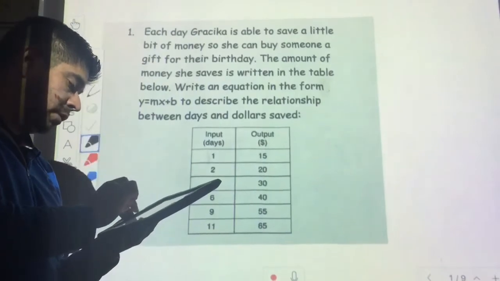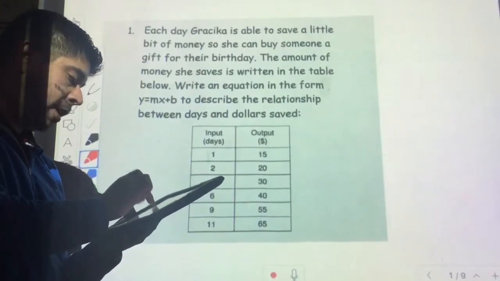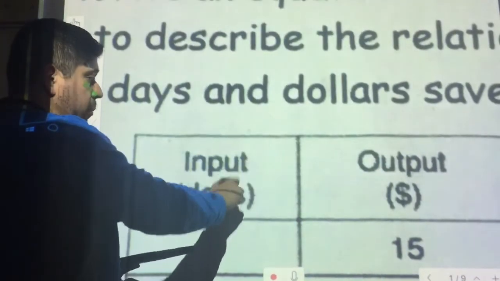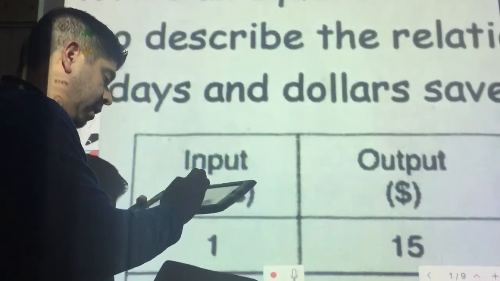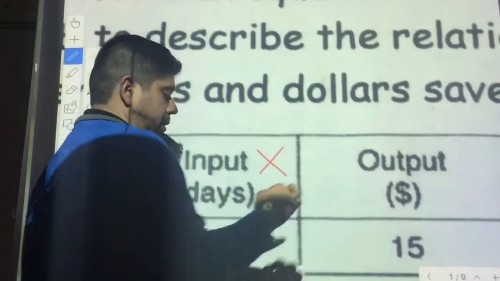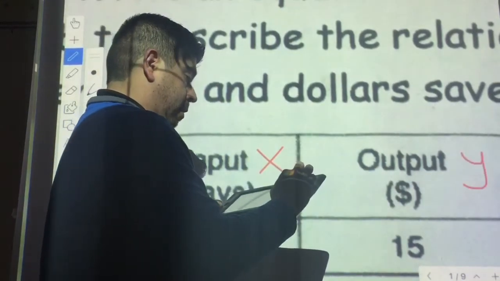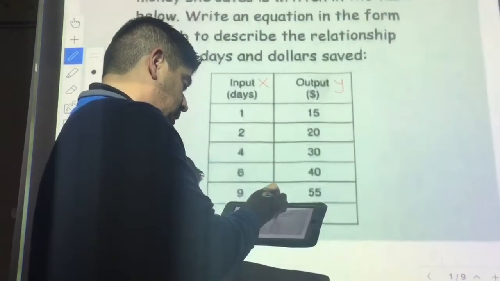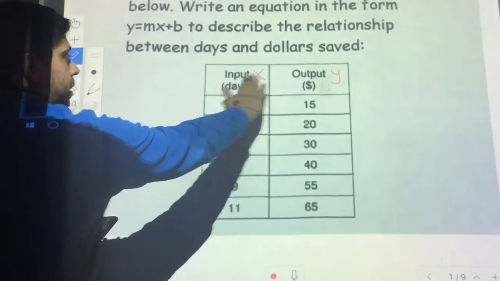So what I want to do first is for my input and output, I want to label these, okay? So input here, I want to label it with an X. And then output here, I'm going to label that with a Y. Okay, so this is my X, and this is my Y.